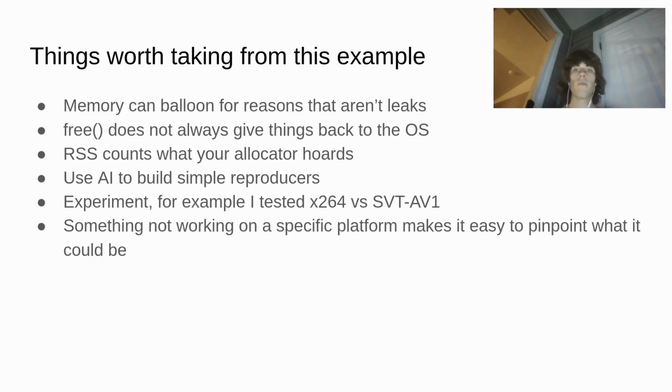The guy in the original PR said he only tested it with SVT-AV1. So when I tested it with x264 and found there wasn't an issue there, we had an idea of what path to go down. And also, something not working on a specific platform makes it relatively easy to pinpoint what it could be. You really have so many options of where something could be, and it comes down to what makes a Linux build different from a Mac build.